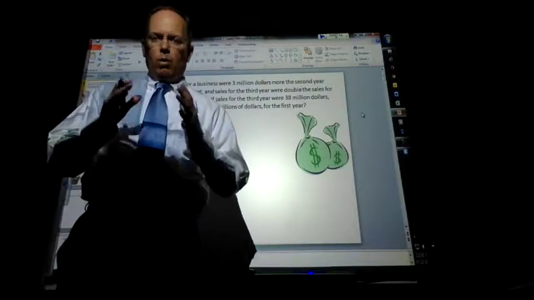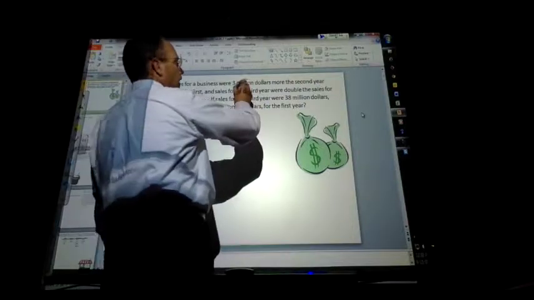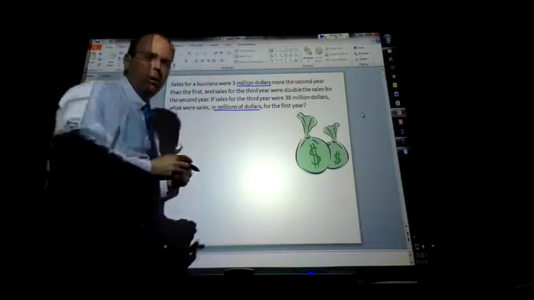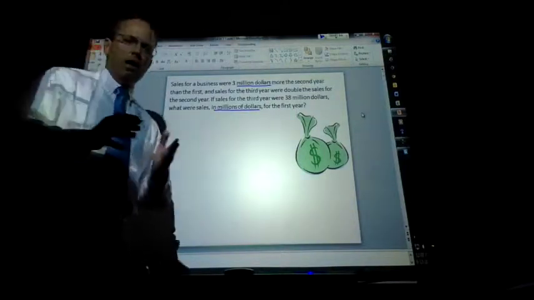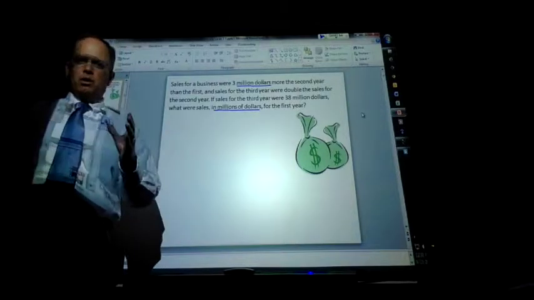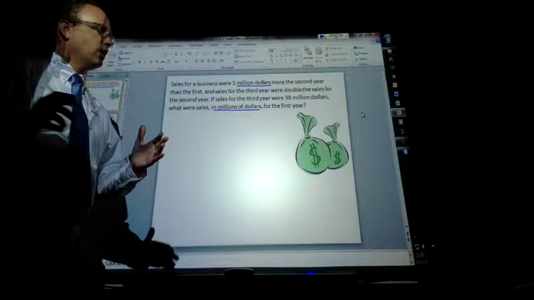We don't need to worry that it was in millions. That's a big number, okay? We know our answer will have to be in millions of dollars. But when you're talking about millions of dollars, you're talking about a lot of zeros that you're going to put in there. Let's not worry about those values at this point.